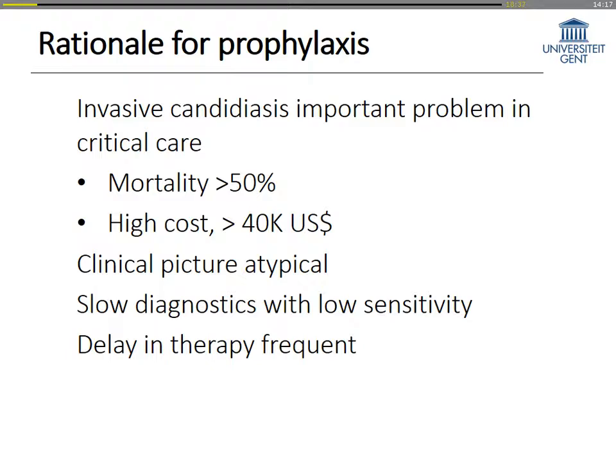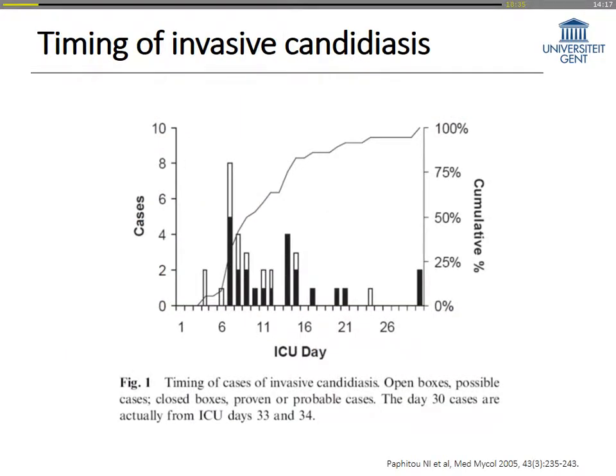This is why there's quite some interest in preventing the disease, because there also appears to be a window of opportunity. This is a nice figure showing you the cumulative incidence of invasive candidiasis in critically ill patients. You can see that the black bars are the proven cases. The majority occurs not within the first 5 to 6 days of ICU admission. It's a disease that takes some time to develop and occurs after prolonged exposure to the ICU environment.